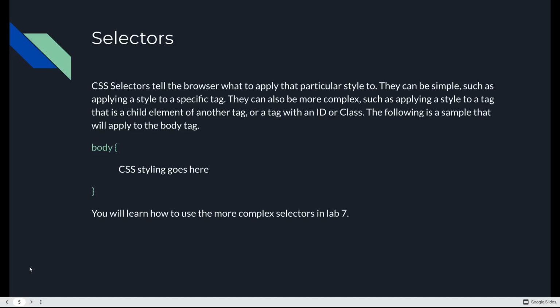The following I've got on the screen here is an example of using the body selector. So anything we put in between these curly braces will apply to the body tag. And you're going to learn some more complex selectors in Lab 7, but we're going to start with some fairly simple ones. So you write the name of the tag, you write your opening curly brace, you write your closing curly brace, and then your styling goes right in the middle, and usually you indent it once. But you don't have to. Technically, you could do it all in one block, on one line, separated by a semicolon for each statement.